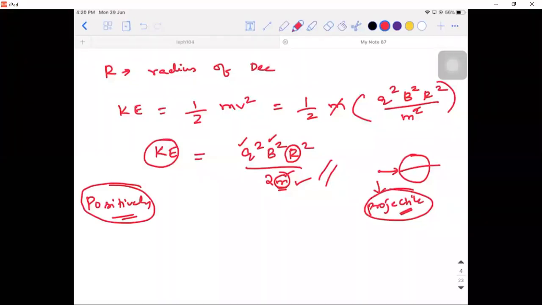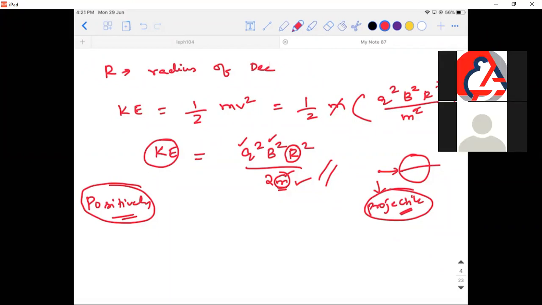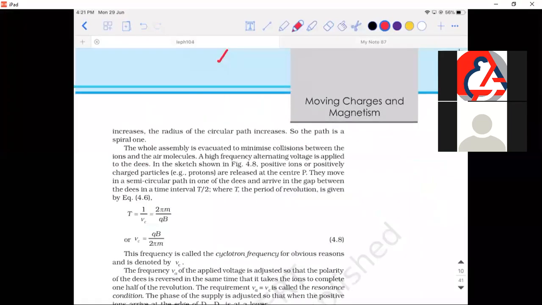Clear? Yes, sir. This is the whole story about the cyclotron. Actually, it's a simple concept only, but I wanted to discuss all the possibilities, and why this kind of design is what I wanted to concentrate on. So this chapter is over. We are done with this chapter. We can do a few problems which were left out, and then we can proceed to the next chapter.